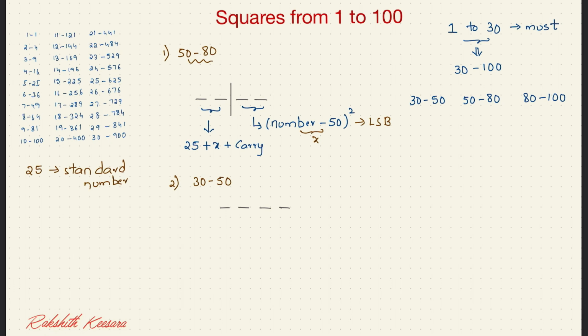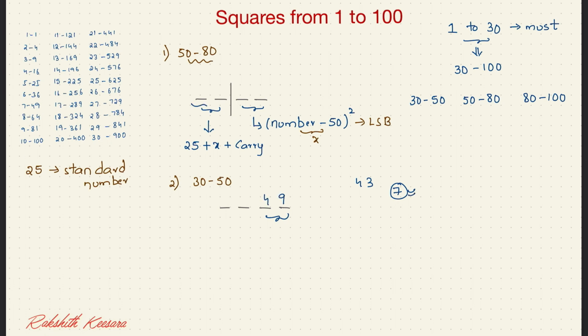The LSP portion, here you checked by what amount the number is greater than 50. Here you should check by what amount the number is less than 50. That's it. So let us say the number is 43. It is less than 50 by 7, right? So the LSB will be 7 square, that is 49.